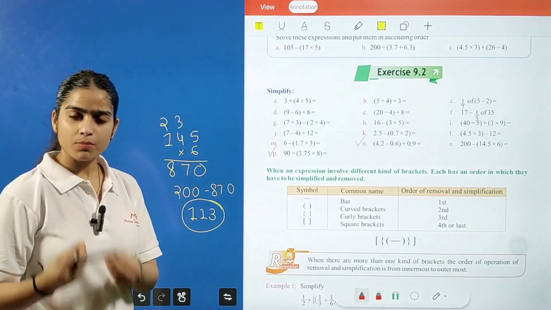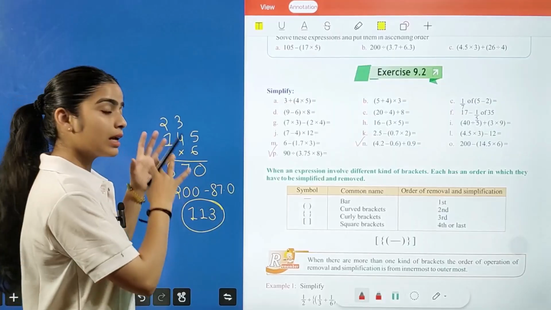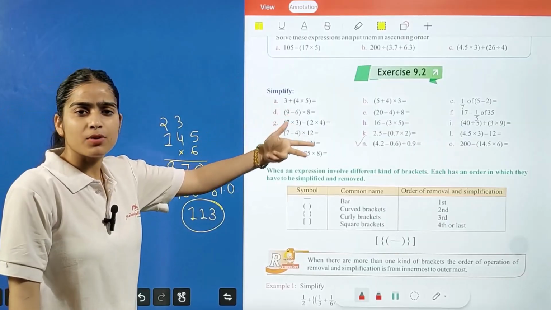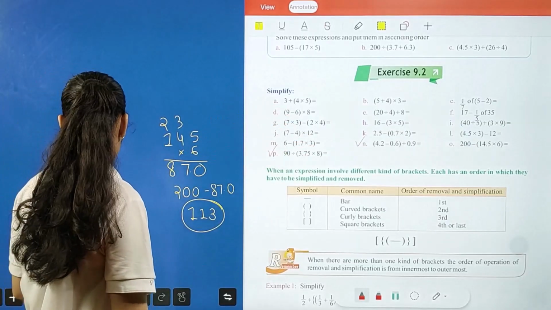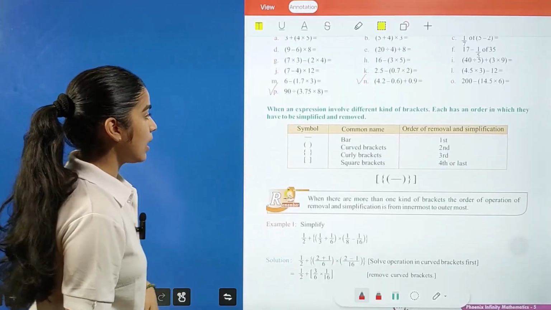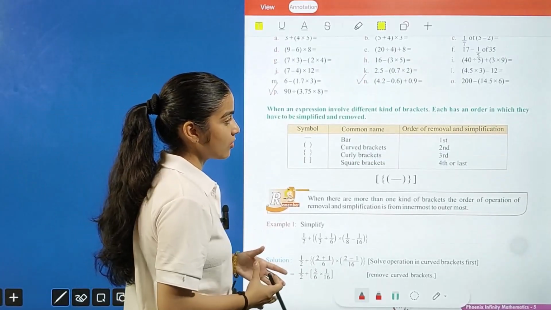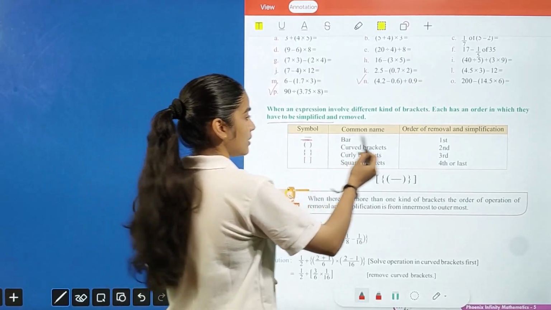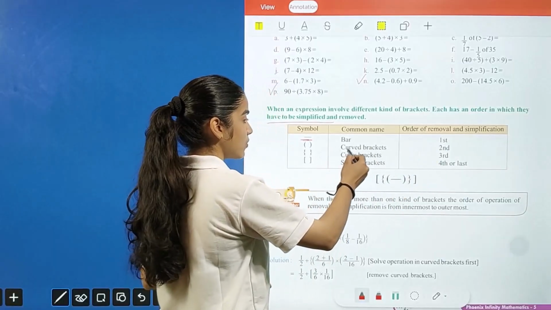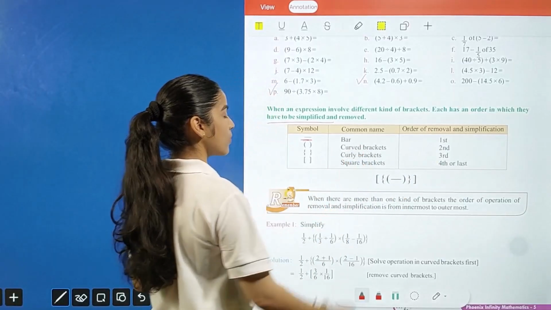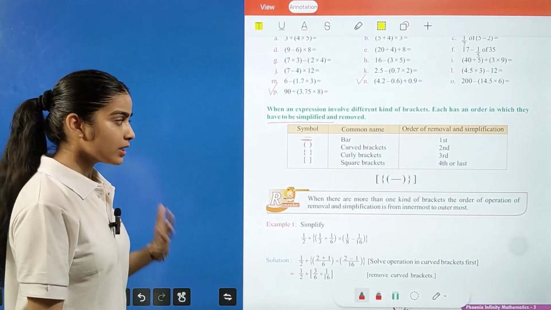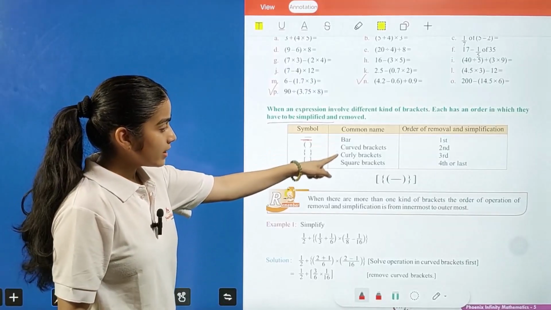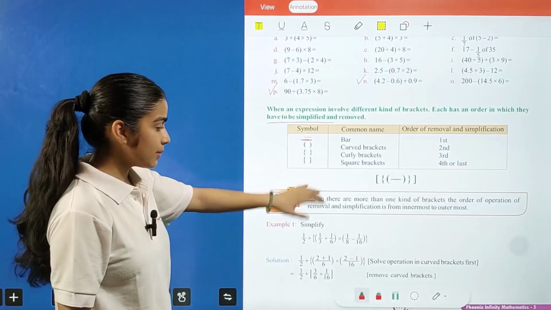So students, you have to repeat the same process which I did in our earlier section. You just have to put in a little effort by solving your brackets first, the same process we have, then you can get your answer. So now we move forward to different kinds of brackets, each with an order in which they have to be simplified and removed. First you have the bar. So first you have to remove the bar, then curved brackets, then curly brackets, and then square brackets. So if you have different kinds of brackets in only one question, then you have to follow this order of solving or removing them.